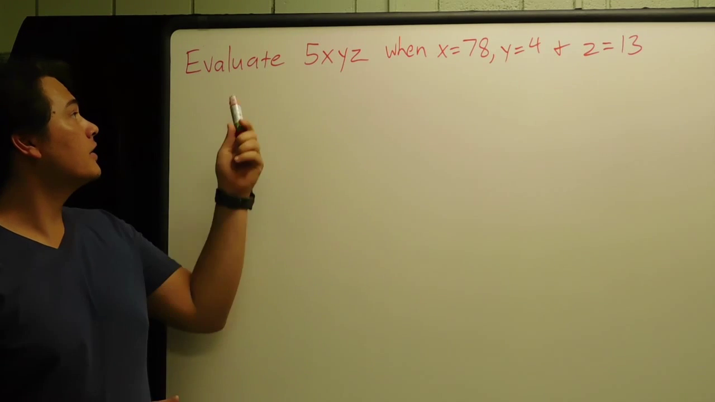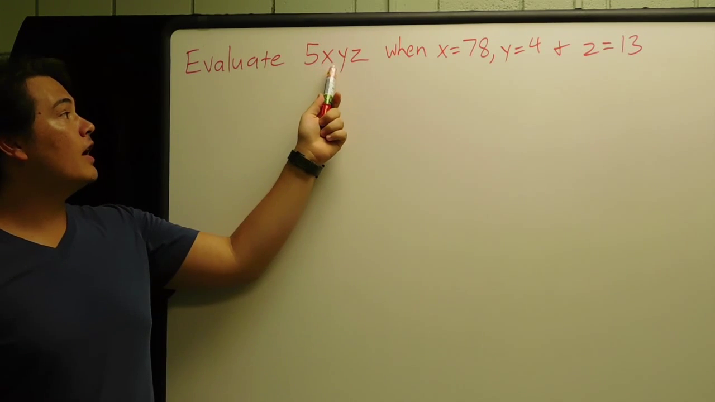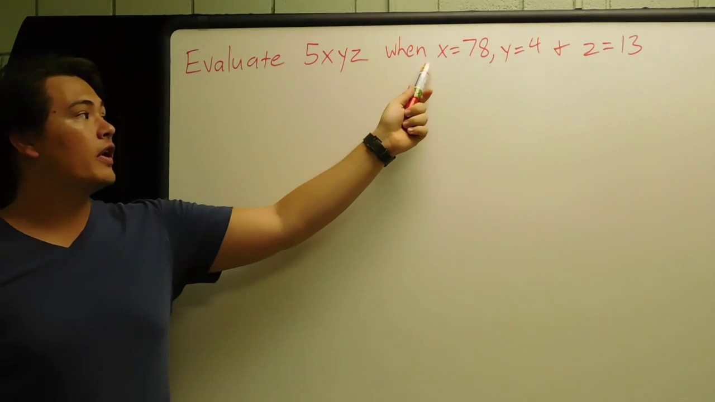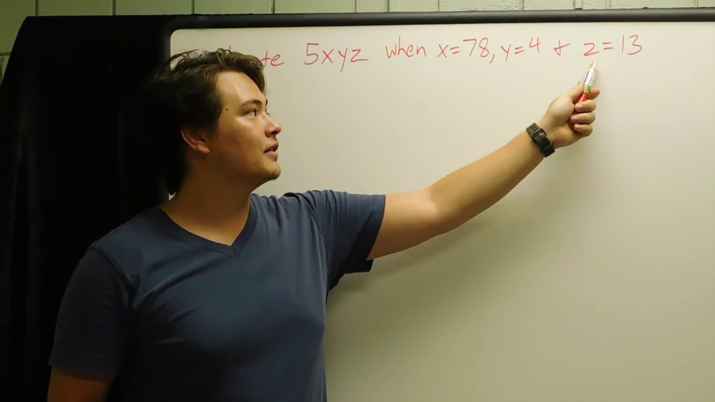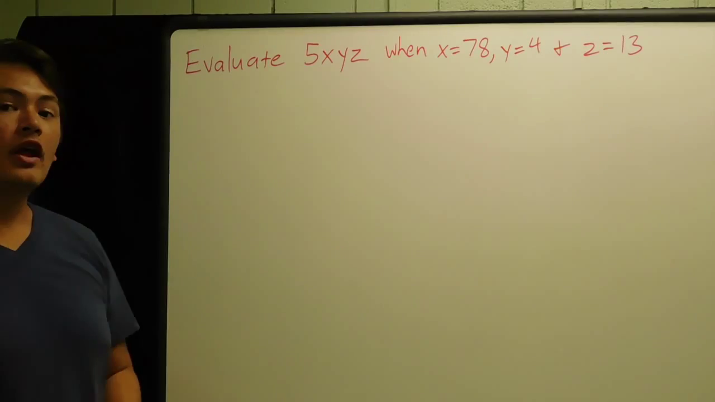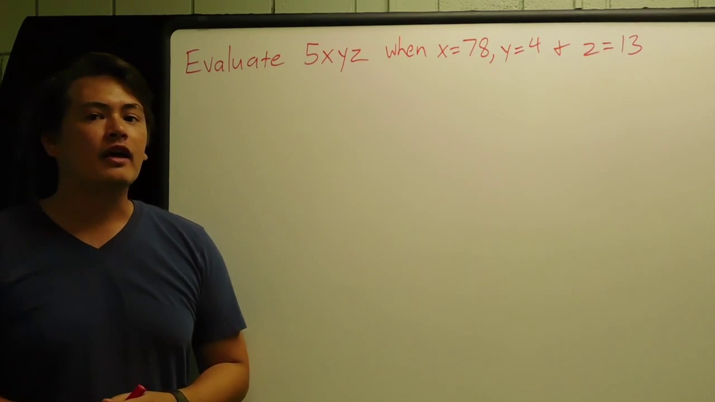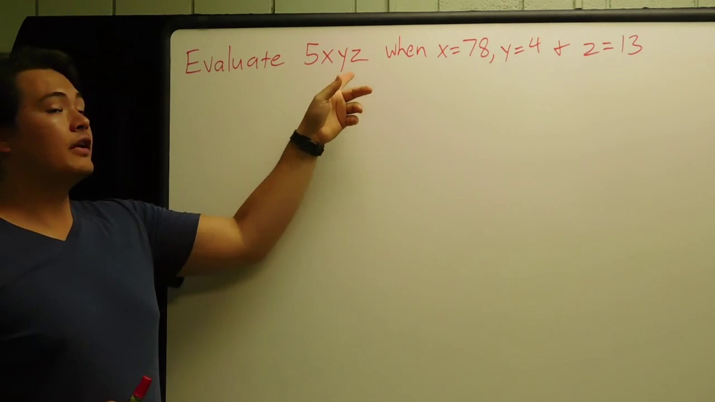This question is asking, evaluate 5xyz when x equals 78, y equals 4, and z equals 13. So before we start this problem, let's take a look at 5xyz.